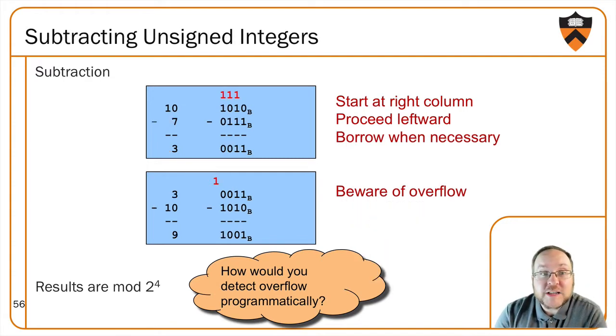So subtraction in binary is again just like you learned subtraction in elementary school. Right to left, borrow if necessary. How would you detect overflow programmatically? The intuition here is that we want something that would result in a negative, which we can't do in unsigned land. And so that is, if the first operand is less than the second operand, that will result in overflow.